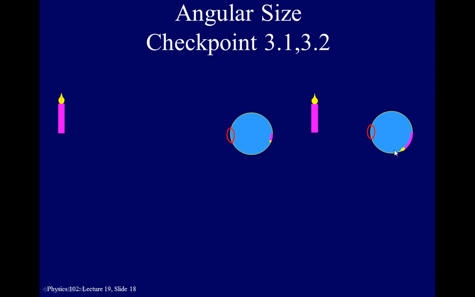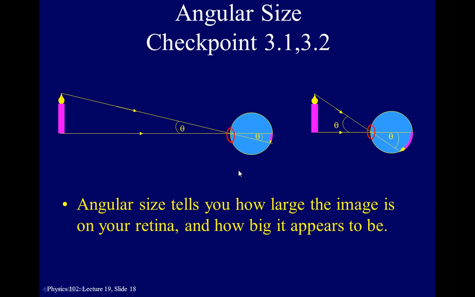Alright, so how are we quantitative about that? Well, we just talk about the angular size. We draw two rays from the top and bottom of the image going through the center of the lens in your eye, which is really the lens and the cornea together, and those rays form some angle, and that angle theta just determines how big the image is on your retina and how large you perceive that object to be. And if that object is closer, that angle is bigger, and so it has a larger angular size. Alright, so that angular size, that angle theta, tells you how large the image is on your retina and how big it appears to be.